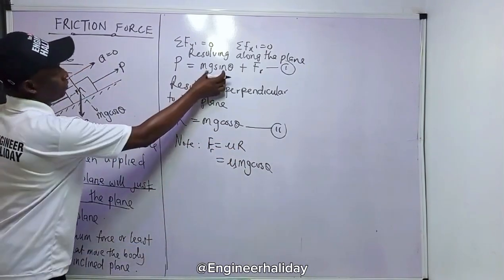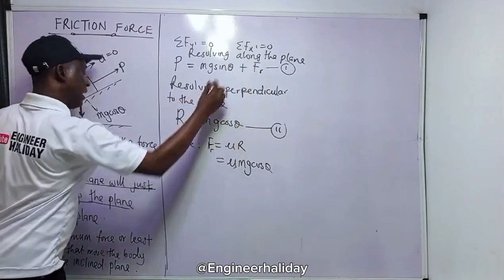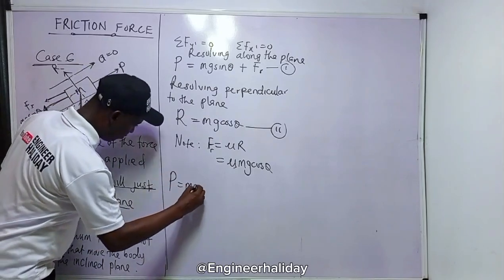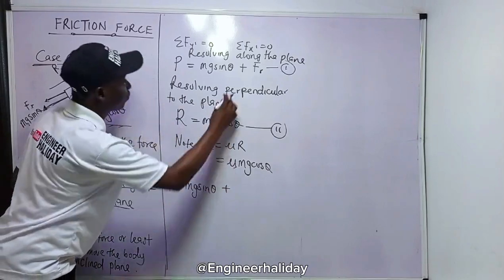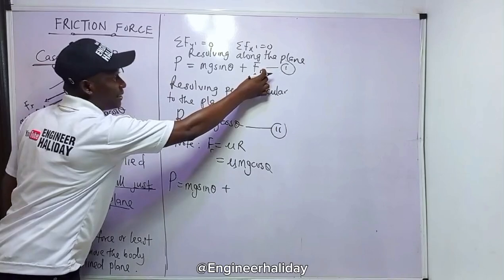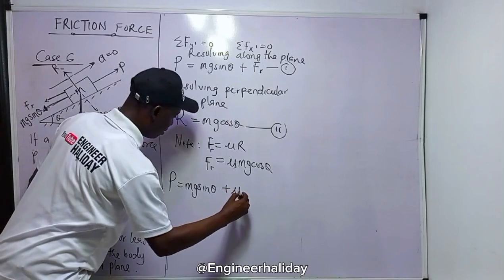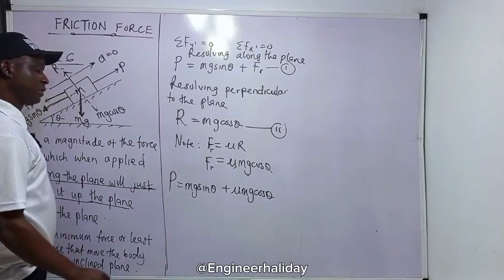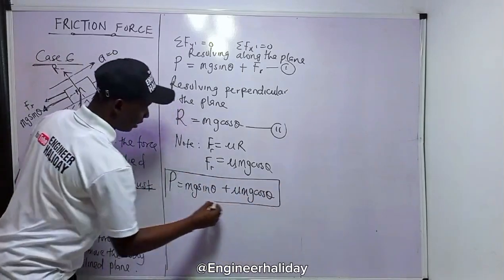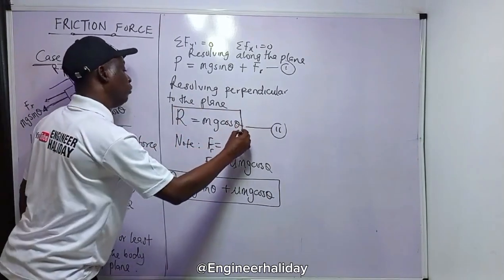So now, this is the formula. But we can put this one here by saying P equals mg sin theta plus mu R. In case they do not give R directly, you can replace it with this one, now mu mg cos theta. Now recall, this is the formula that you must not play with here. Although this one is also very important.